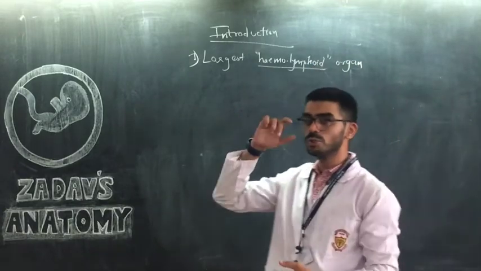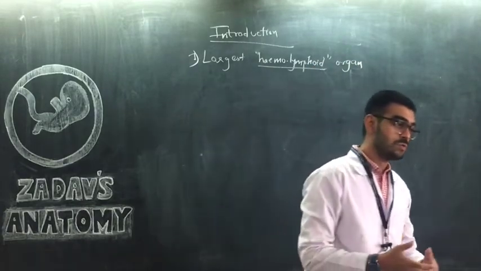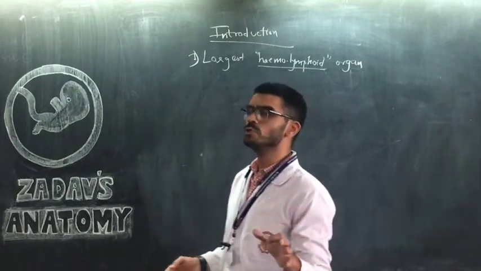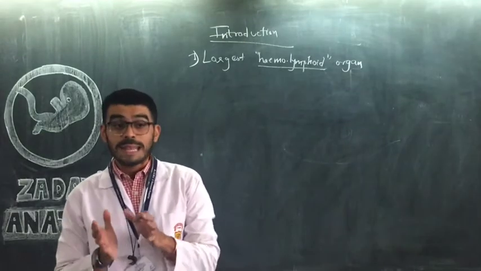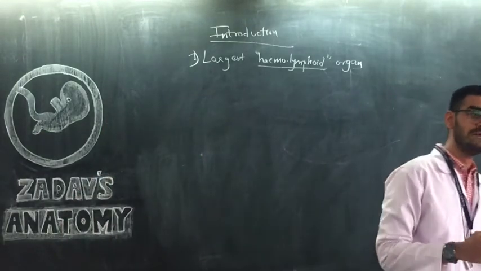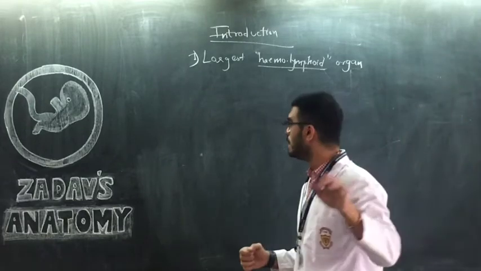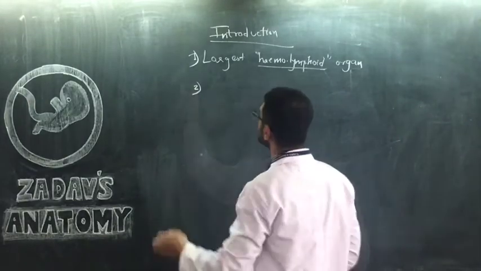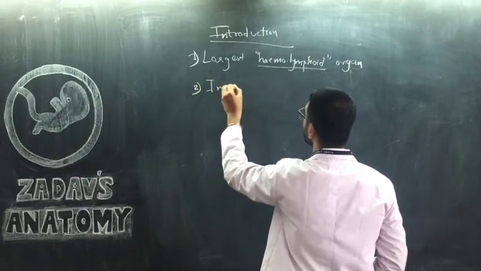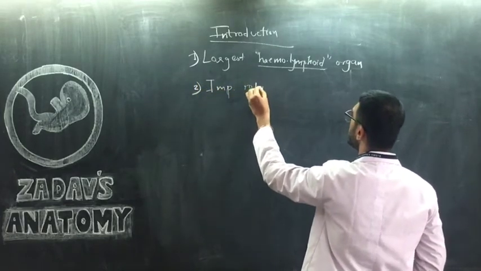It has got something to do with blood. That is because one of its functions is erythropoiesis in the fetal life, and it's got a lot to do with the lymphatic tissue, namely the splenic macrophages, which are very actively involved in the destruction of old red blood cells. Okay? The second point is that it has an important role in blood-borne infections.